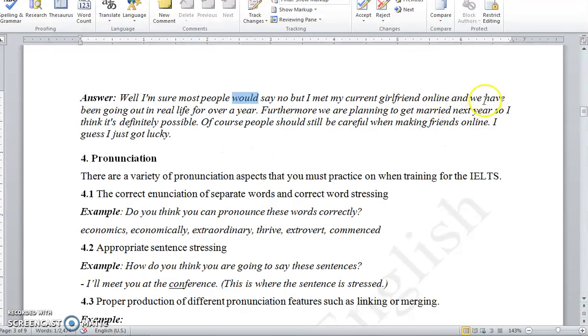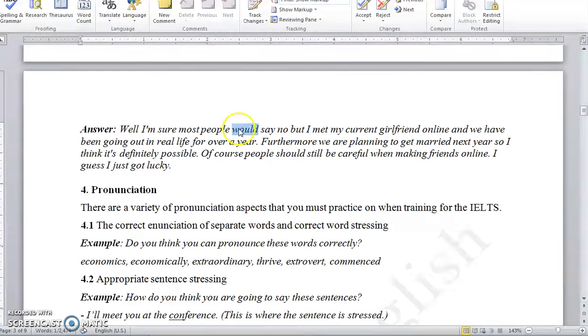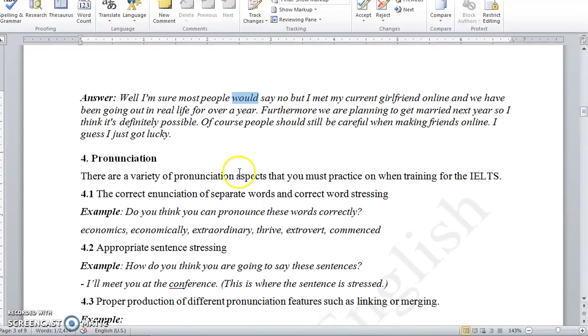"We have been going out in real life." What tense is it? Present perfect continuous. And "we are planning," this is present continuous. Is that right? So in a short speech like this, we can have a variety of tenses to impress the examiner. Also, besides the tenses, we have a variety of sentence structures. For example, "people should still be careful when making friends online." This is a complex pattern.